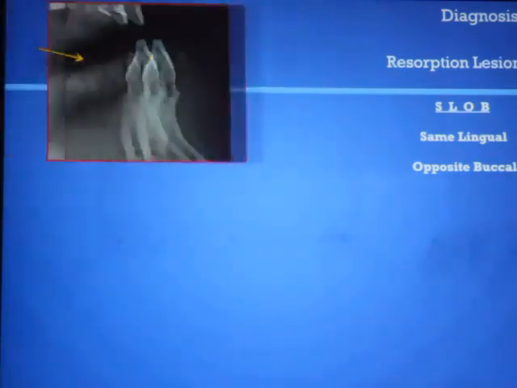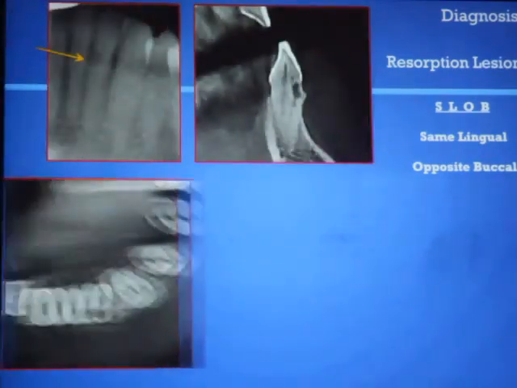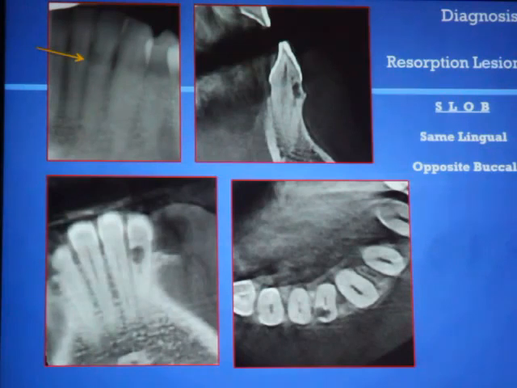In a conebeam CT, we can see from a different angle where exactly the lesion is, what is the size, what are the extensions, how close it is to the bulb, how far apical it is extending, and it makes the diagnosis and makes the treatment planning in such cases very, very easy.